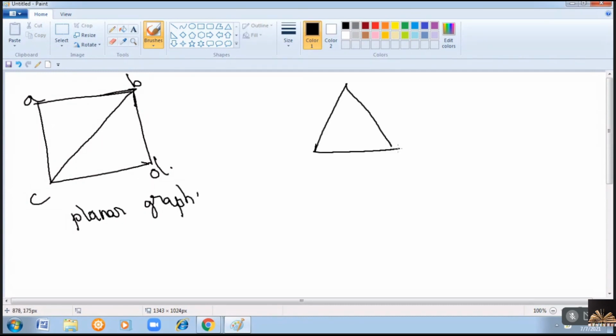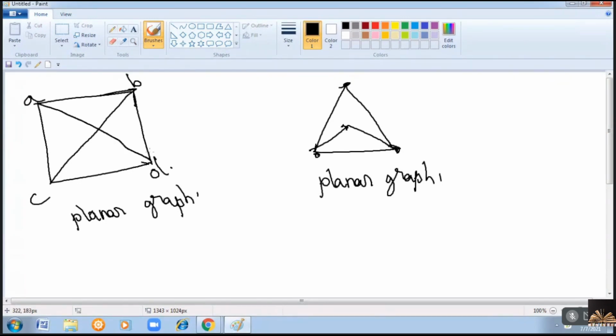Suppose a graph is like this. Do we have any edge crossings, ma? Here, no edge crossings or crossovers are there. Therefore, it is also a planar graph. Clear?